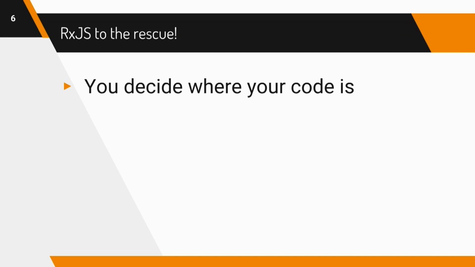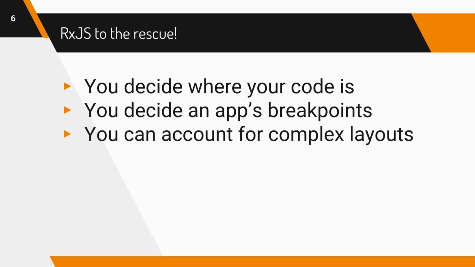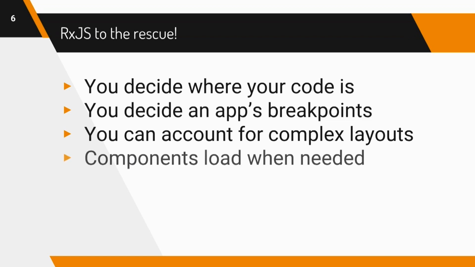So with RxJS, and I'll show you examples of this in a couple minutes, you get to decide where the code lives and how the CSS is structured. There's just a lot more flexibility. You decide the app's breakpoints, meaning you set them, they stay that way. Everyone else isn't setting their own breakpoints and coding their own media queries that way. You can account for complex layouts like that siding menu bar thing that I mentioned.